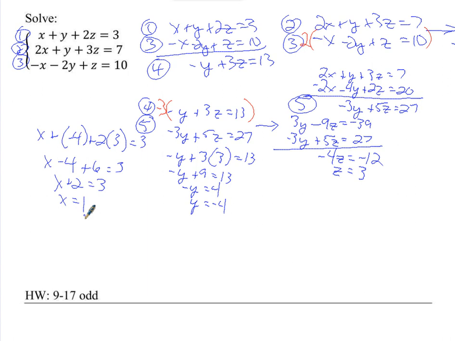Now you write your ordered triple. 1, comma, negative 4, comma, 3, alphabetical order. Draw your box around it so that I can see your answer clearly. And then what? Check your answer. If that means looking in the back of the book, then do that. If that means checking your answer by hand, it takes 20 seconds. So do it.